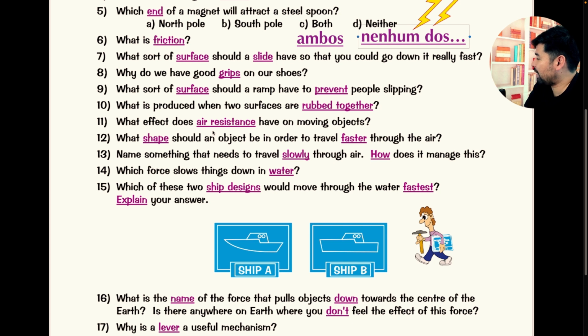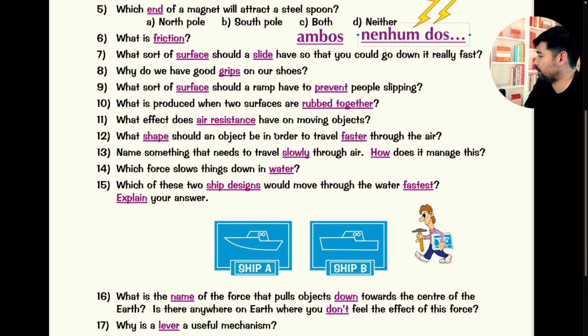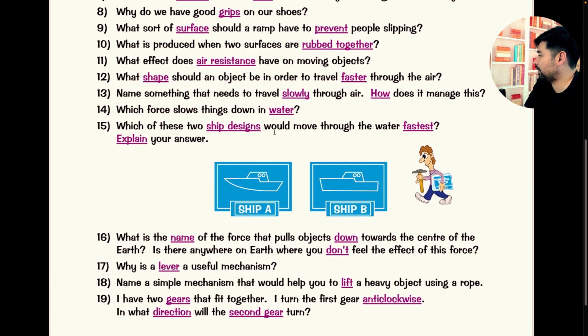No problem. 11. What effect does air resistance have on moving objects? You get it? 12. What shape should an object be in order to travel faster through the air? What shape should an object be in order to travel faster through the air? Next one. Name something that needs to travel slowly through the air.